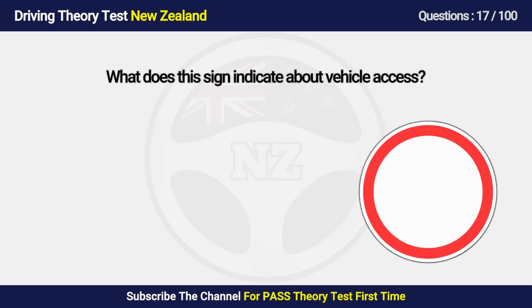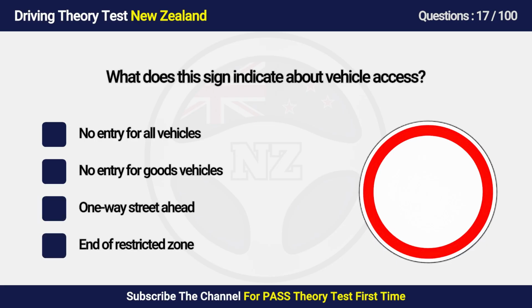Question 17. What does this sign indicate about vehicle access? A. No entry for all vehicles. B. No entry for goods vehicles. C. One-way street ahead. D. End of restricted zone.